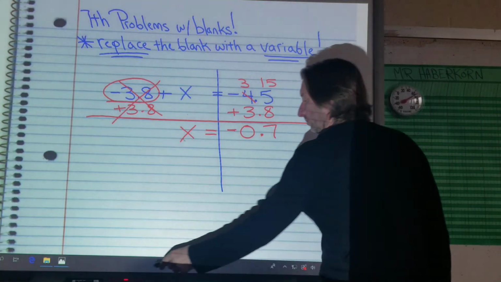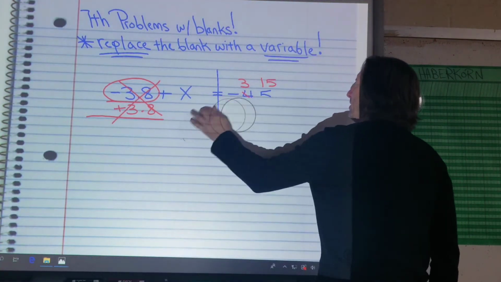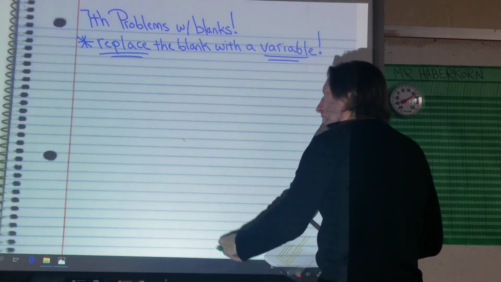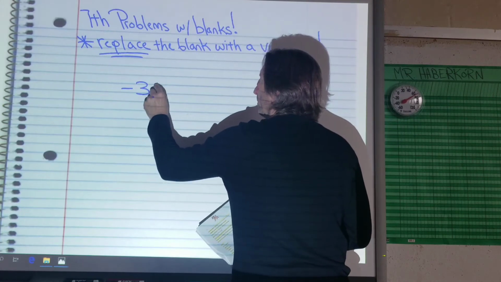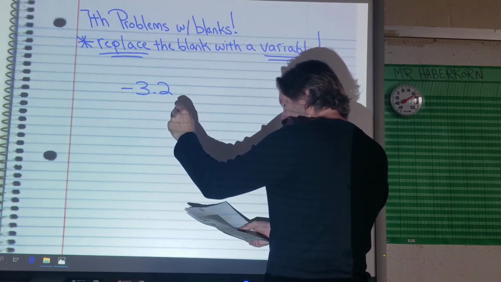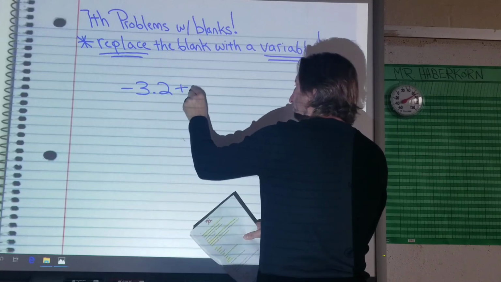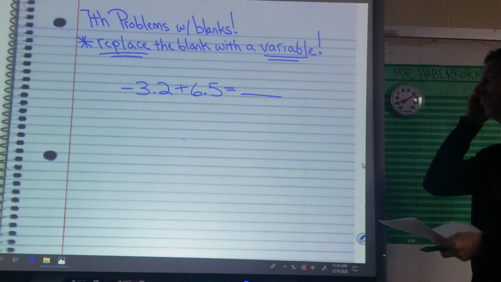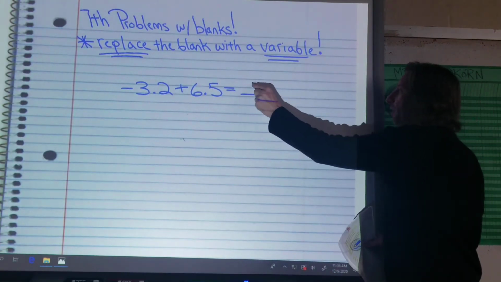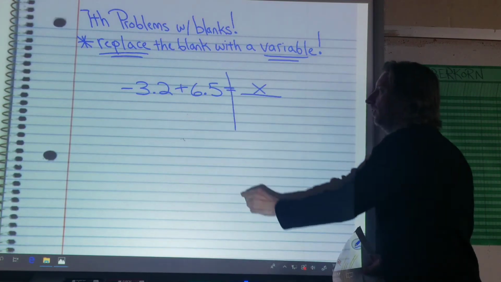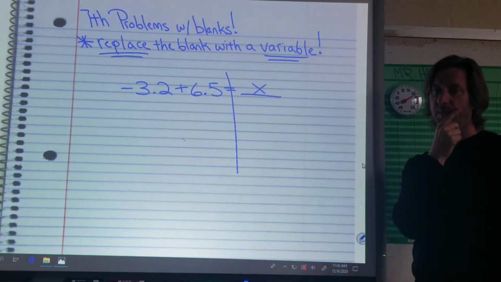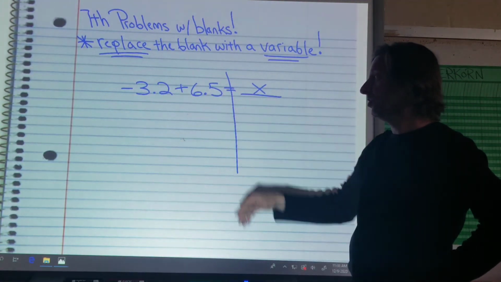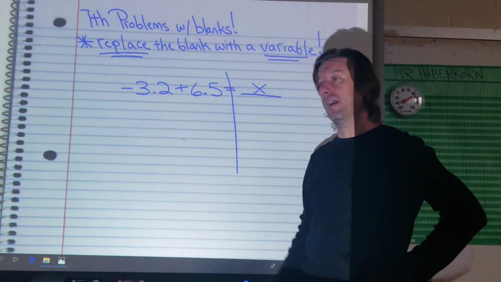Let's look at one more. And this one's really kind of goofy. Now this one, yeah, we could put a variable here if we want to, but the variable's already by itself. So this one's just a regular problem since they're both on the same side. So we just have to decide, am I going to add those or subtract them?